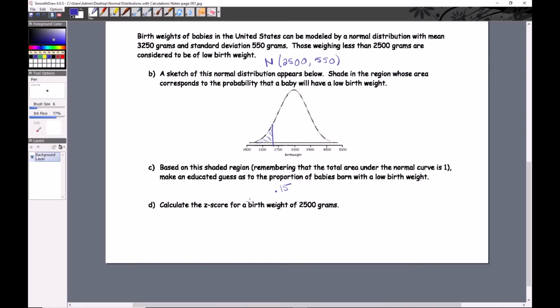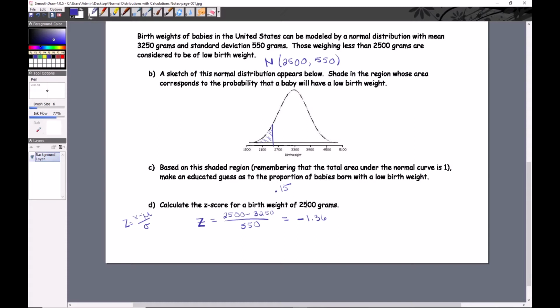So let's go ahead and calculate the z-score for this so we can do some standard normal calculations. Now remember, z equals x minus mu divided by sigma. So z here is going to be this particular x, 2,500, minus the mean, 3,250, divided by the standard deviation, which is 550. And if you do this in your calculator, this is going to give you negative 1.36. Remember 2 places, so I stayed with 2 places.